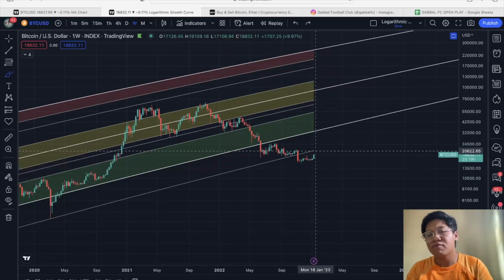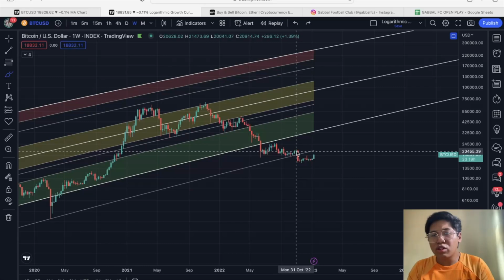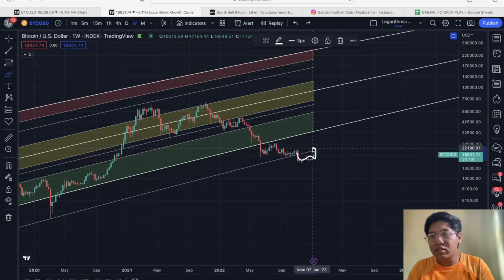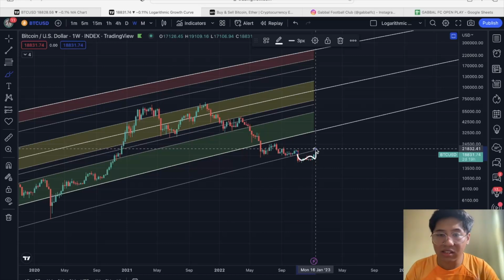So if Bitcoin decides to go back up until around the 22,000 US dollars, then that is a good move, but it's not very significant. I don't think that's a big move yet for us to say na, oh, gigising ka na kasi balik to bull market na. I don't think that's the case pa. I think that is more of a pump and dump na retracement, bullish retracement pa.